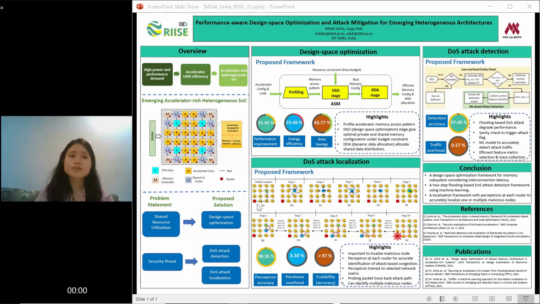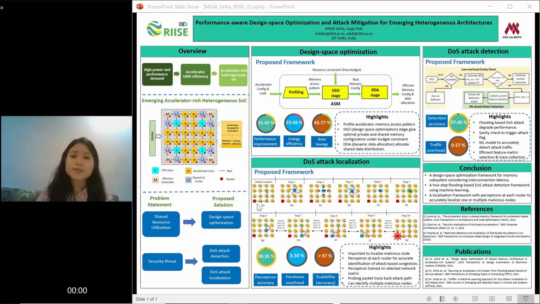Our next solution is the DOS attack detection framework. To design an accelerator-rich heterogeneous SoC and to meet the time to market demand, designers often bring accelerator IPs from third-party vendors and then integrate them together in a single chip. While this meets the time to market demand and brings optimized accelerator IPs from third-party vendors, however, it generates different security threats and vulnerabilities within the system.